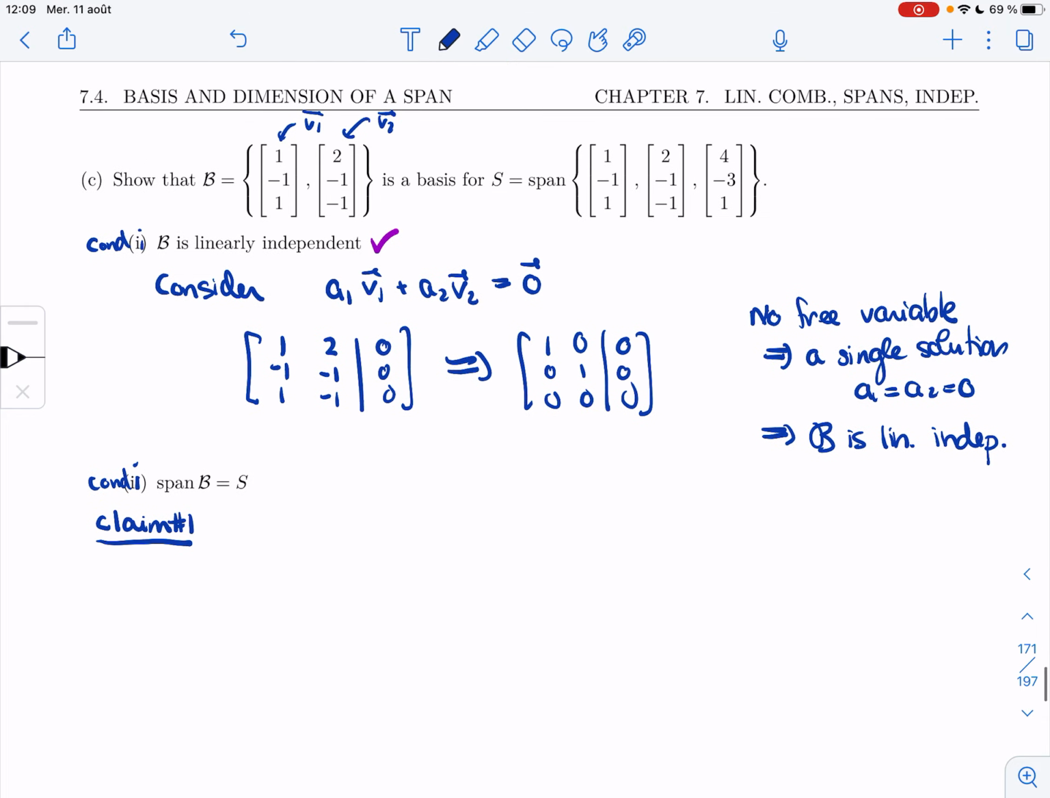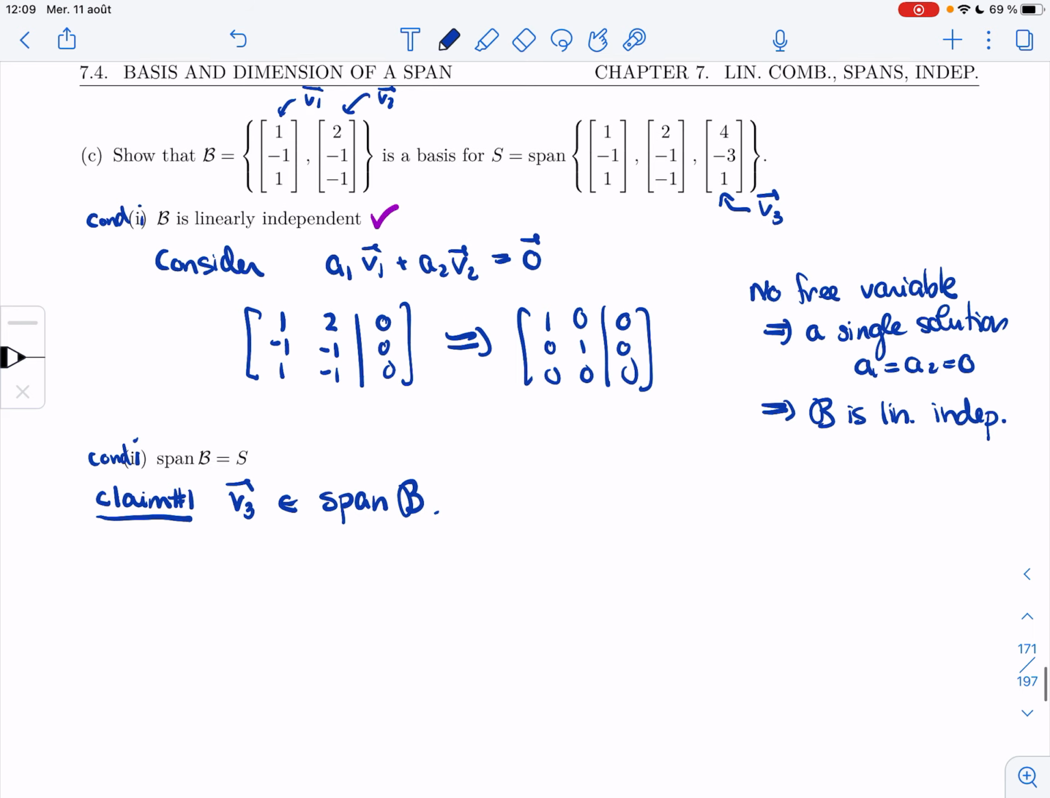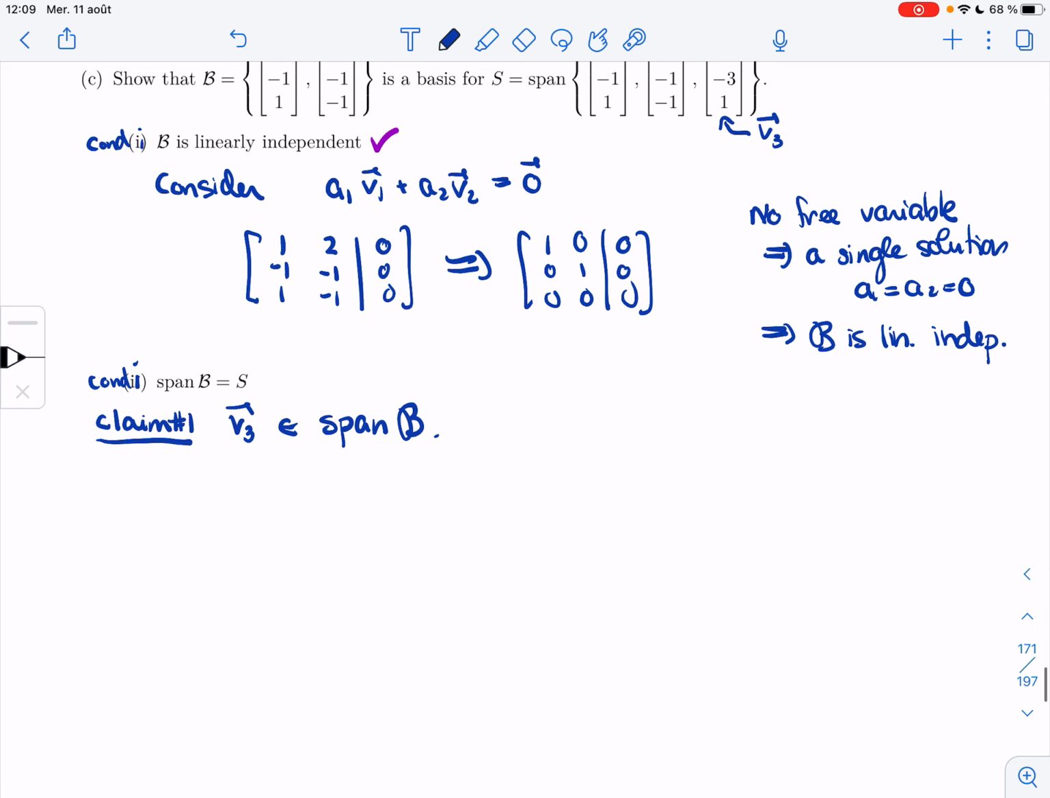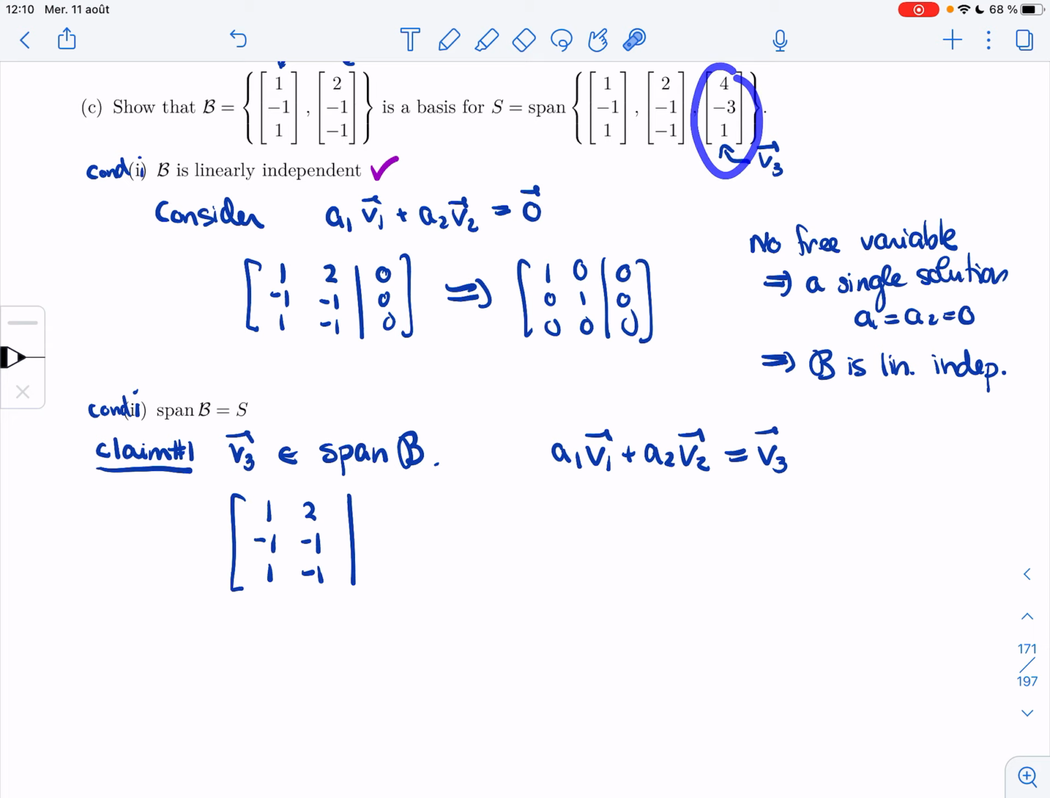First thing I'll do is show that this V3 is already in the span of B. So V3 is in the span of B. All right, so I want to write A1 V1 plus A2 V2 equals V3. And if I try to write this, I'm going to start with the coefficients of A1 in the first column, coefficients of A2 in the second column, and then my constant is going to be that V3 here. So that means 4, minus 3, 1.